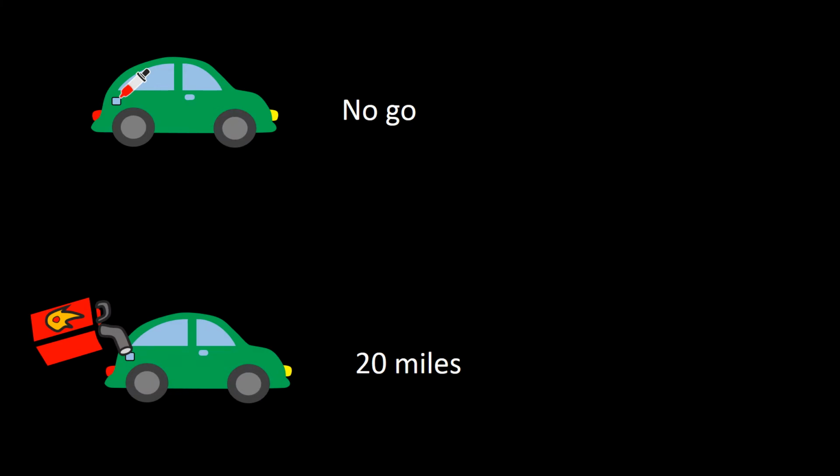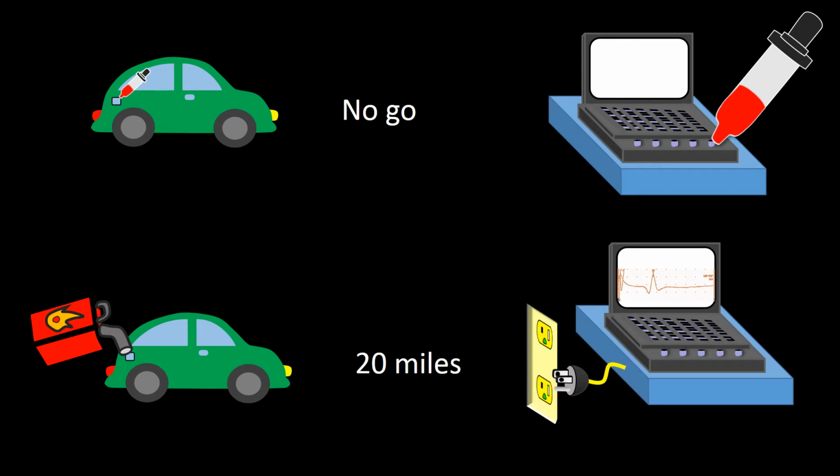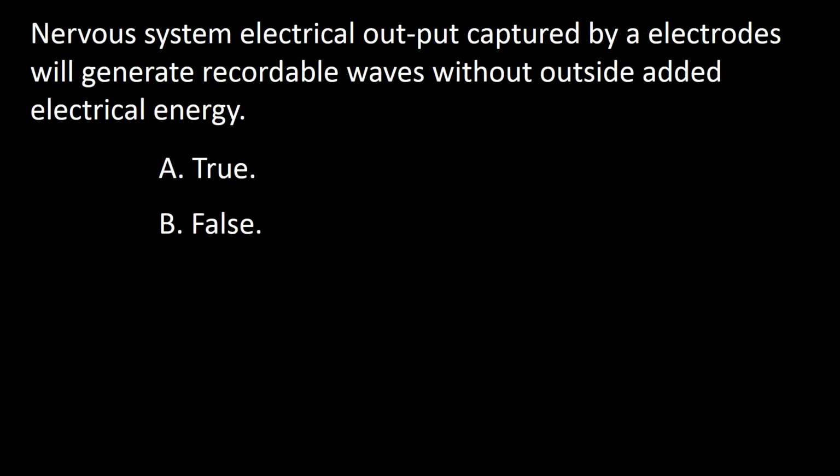If we put the gas from the dropper in the car, the car will not go. If we put in the gallon, it will go, let's say 20 miles. The story is about the same with the evoked potential machine. Neuronal power alone, that is the energy generated by the brain, cannot get the EP machine working. The evoked potential machine, in order to work, needs energy from sources other than the nervous system. Usually, the energy comes from an electric outlet. So the answer to this question is false.